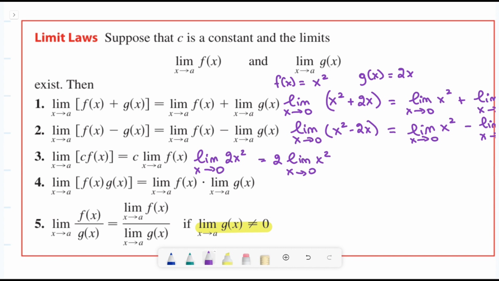Now if I want the limit of f of x times g of x as x approaches a, this is equal to the limit of f of x as x approaches a times the limit of g of x as x approaches a. So the limit of x squared times 2x, which I can write as 2x cubed, as x approaches 0, is the limit of x squared as x approaches 0 times the limit of 2x as x approaches 0.